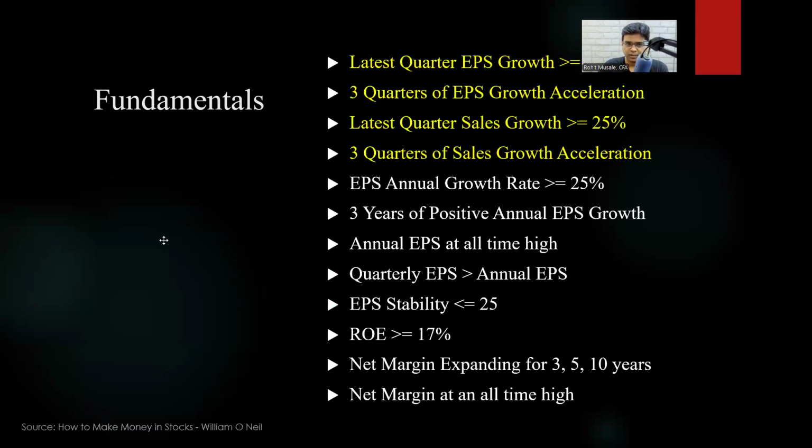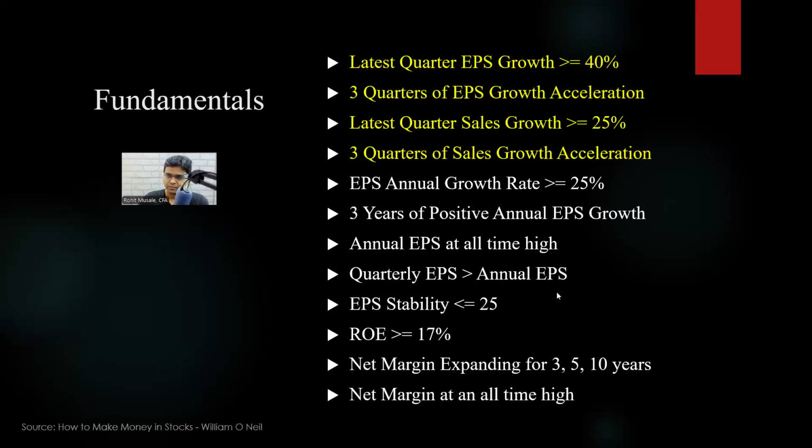Remember, these are the 12 fundamental criteria that we discussed. Sales EPS growth should be 40%. It should be accelerating for 3 quarters. Sales growth should be 25%. It should be accelerating for 3 quarters. Annual EPS growth should be more than or equal to 25%. 3 years of positive annual EPS growth. Annual EPS should be at an all-time high.